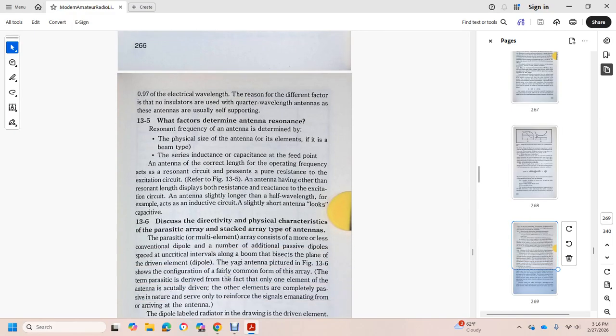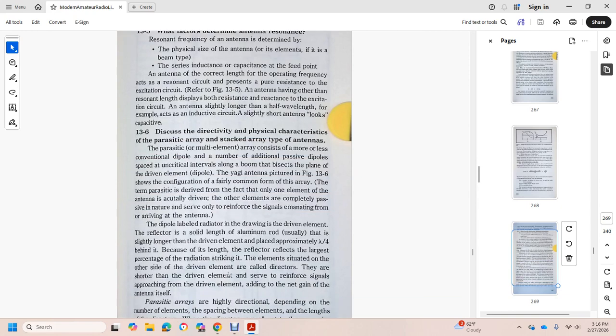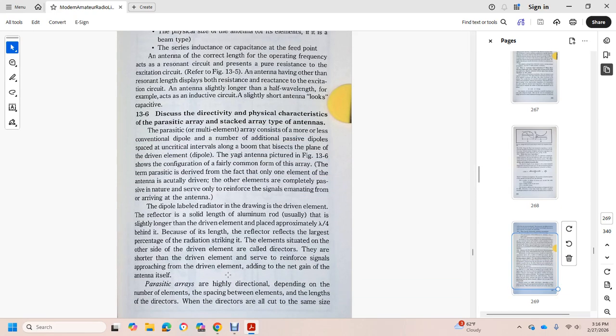The directive physical character of the parasitic array and stacked array types of antenna: the parasitic multi-element array has the concept of the conventional dipole with the addition of other dipoles, spaced at the ordinary critical interval on a beam boom that bisects the plane over the derivative element of the dipole. The Yagi antenna, shown in figure 13, shows a fairly common form of the array.